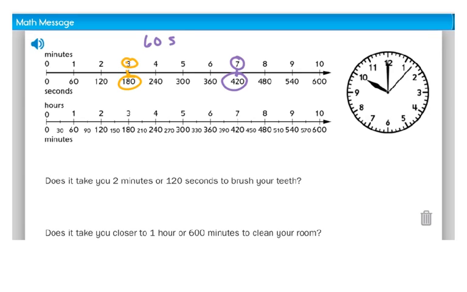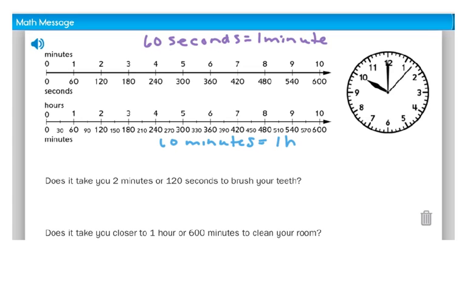There are 60 seconds in every minute. The second table here shows hours to minutes. There are 60 minutes in 1 hour. So if you were in the classroom, you would be in school for 7 hours, which is the same thing as 420 minutes. So we'll be using this timeline here as we work through our math journal pages.